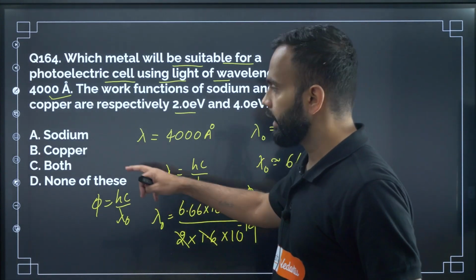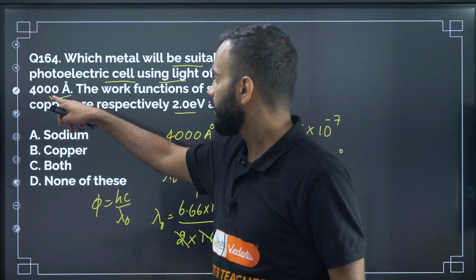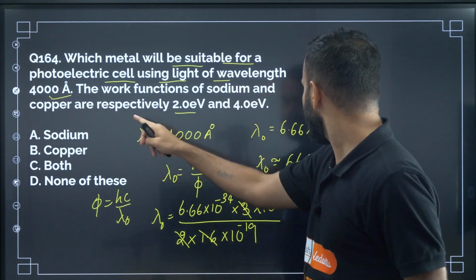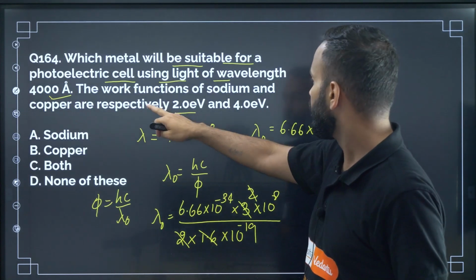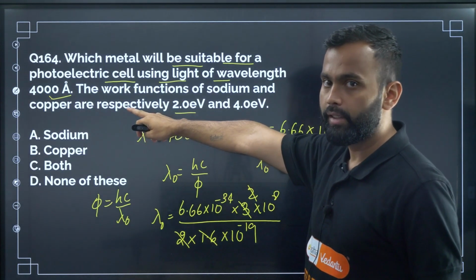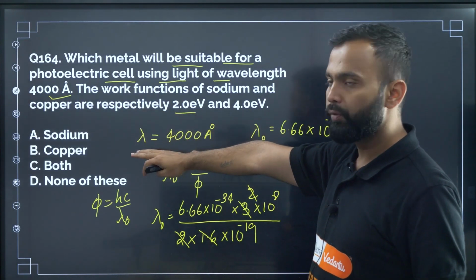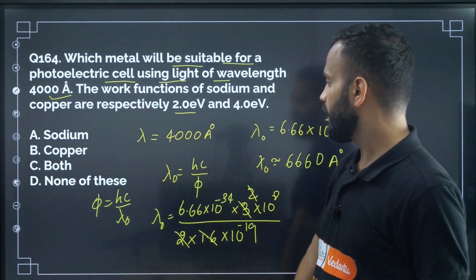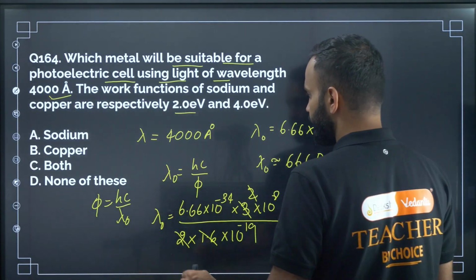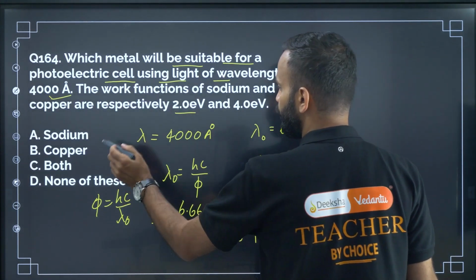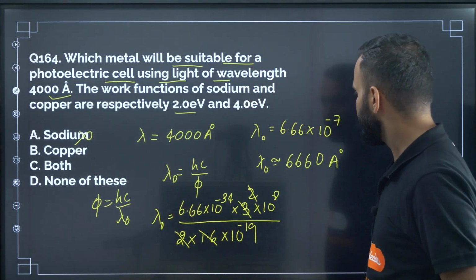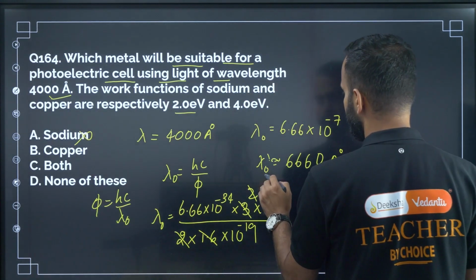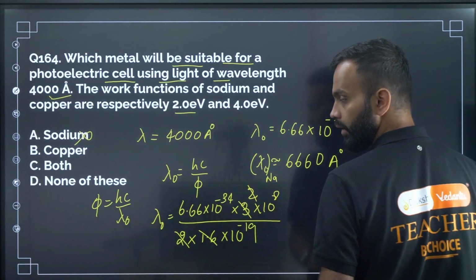See here, the wavelength of the incident light is lesser than the threshold wavelength for sodium, right? So sodium is not suitable for photoelectric effect. So sodium is eliminated. Let us check for copper.